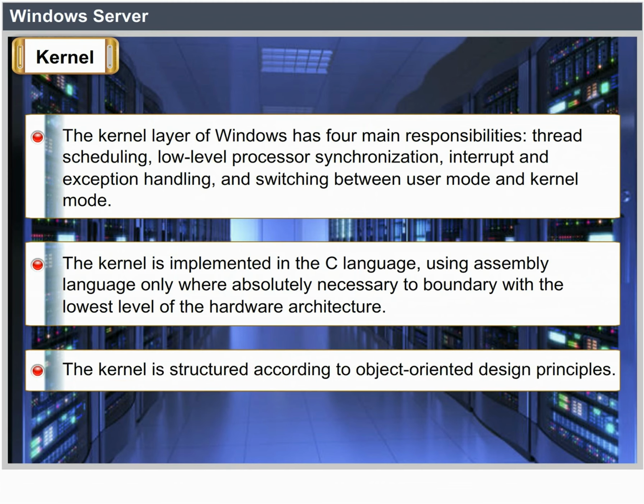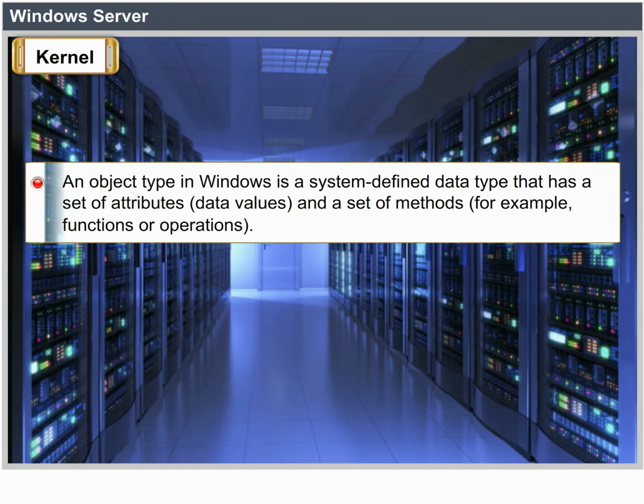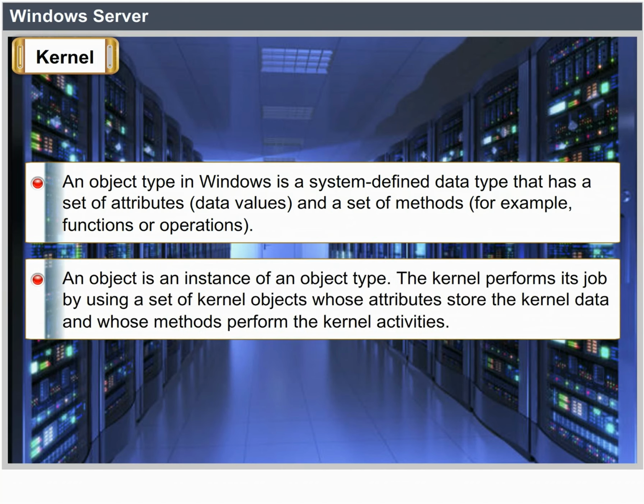An object type in Windows is a system-defined data type that has a set of attributes, data values, and a set of methods, for example, functions or operations. An object is an instance of an object type. The kernel performs its job by using a set of kernel objects whose attributes store the kernel data and whose methods perform the kernel activities.